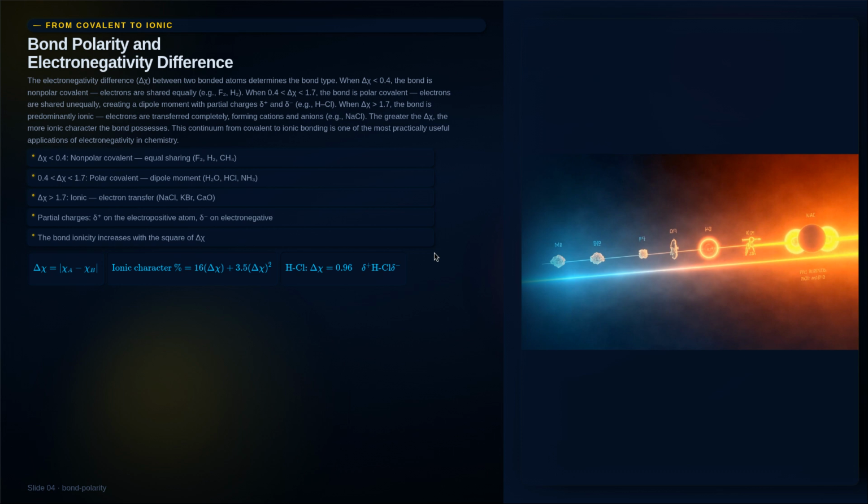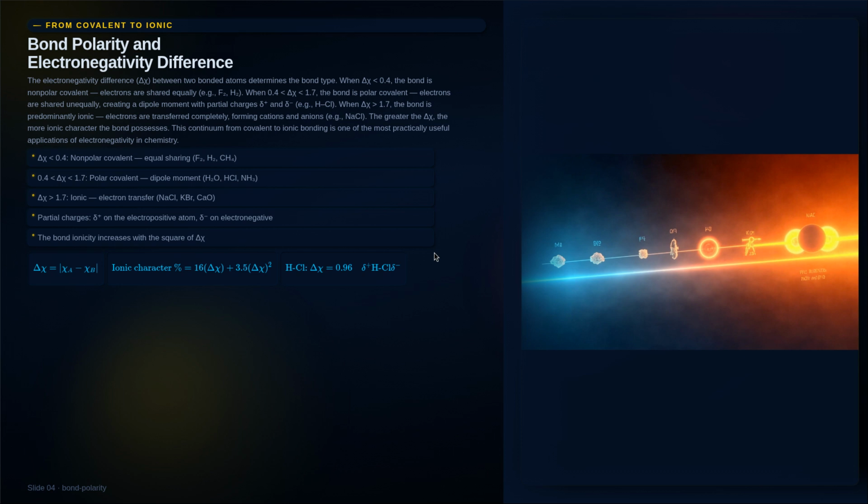When the difference is between 0.4 and 1.7, the bond is polar covalent. Electrons are shared unequally, creating a dipole moment with partial positive and negative charges. Water and hydrogen chloride are classic examples.